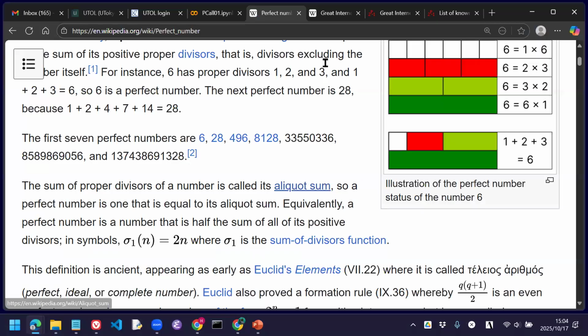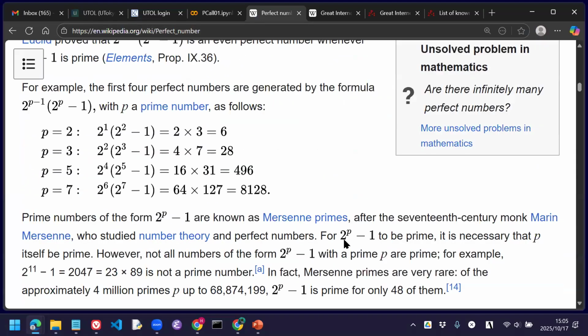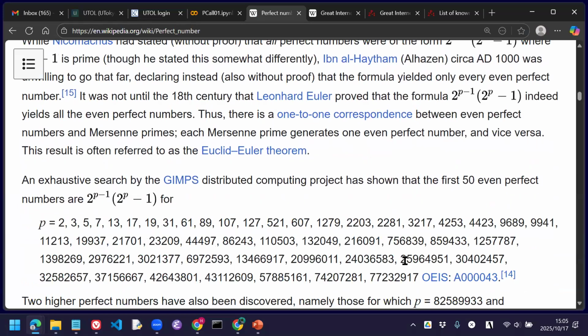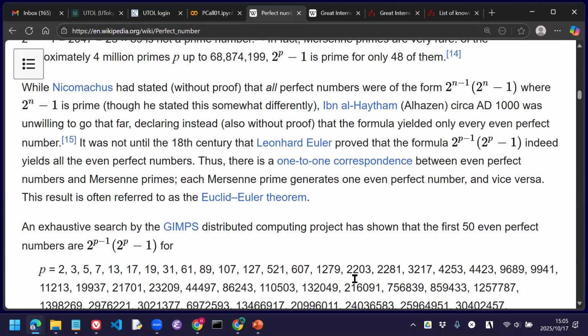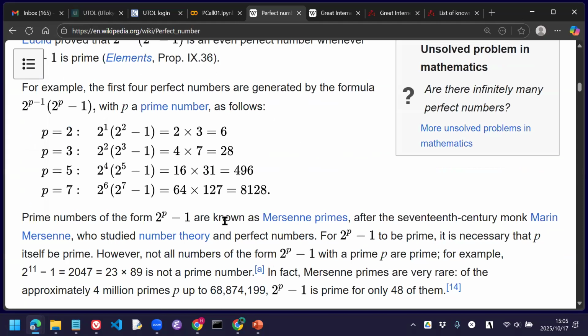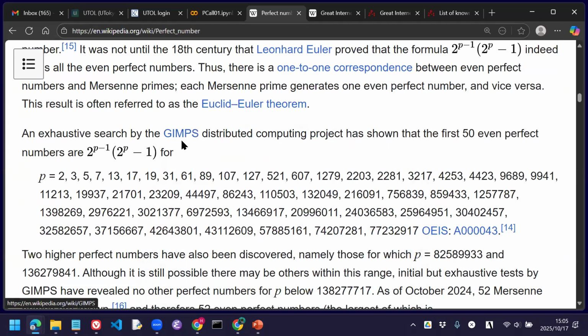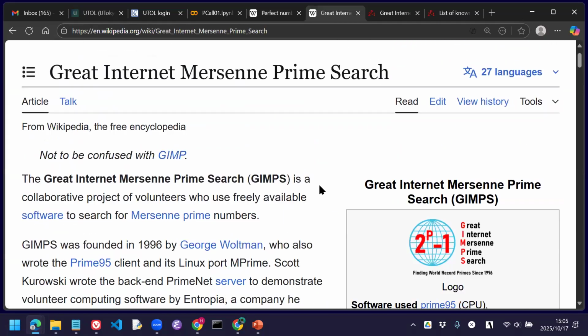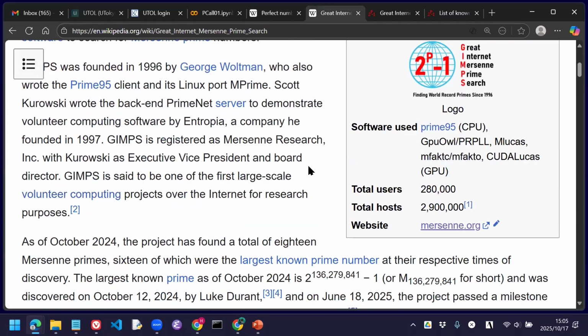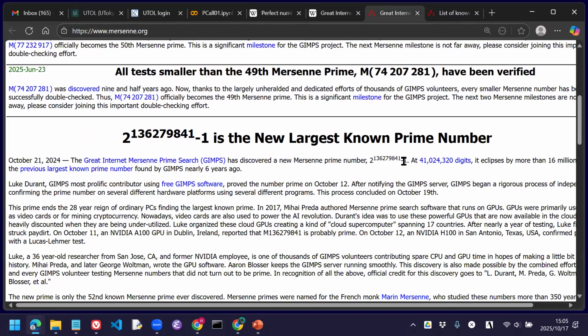Here is a page about that. The work is still going on using computers. The theory about this uses Mersenne primes. There's an interesting story about Mersenne primes here. And now the GIMPS project is going on. The Great Internet Mersenne Prime Search is going on to find the 53rd one.